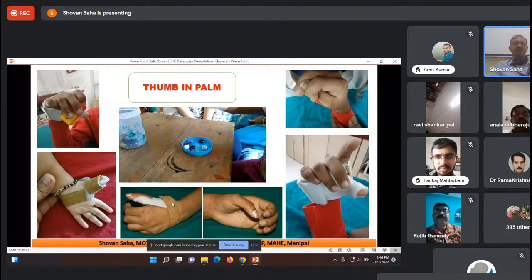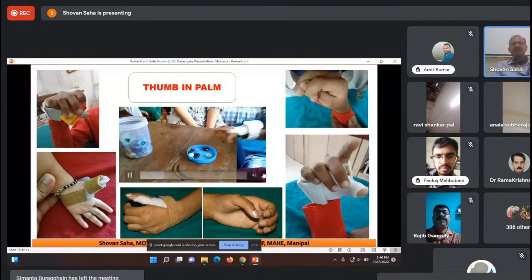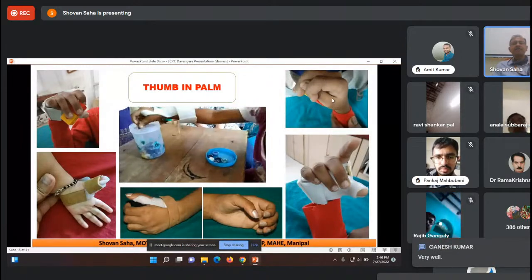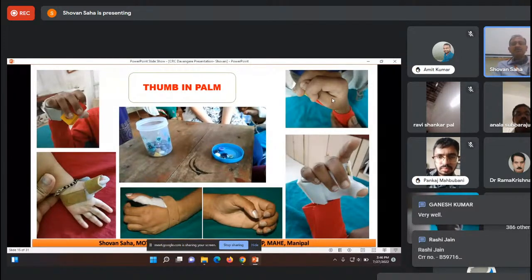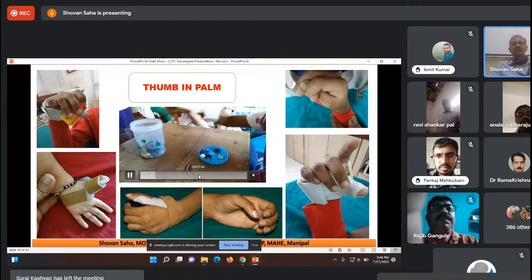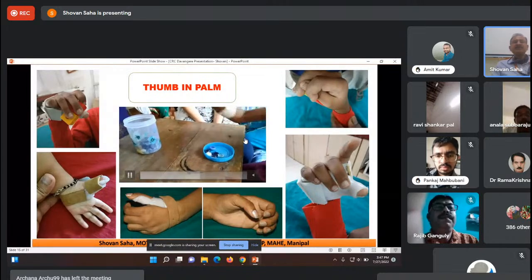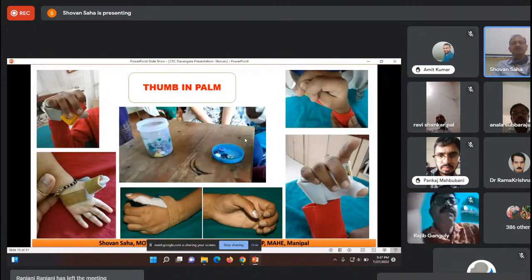This is how we pull it out. And remember that all these splints undergo several revisions. And you can see a thumb in palm. This is the hand. This is almost just over a month period. So you can see the thumb is reasonably open to a point where he can start using the thumb.